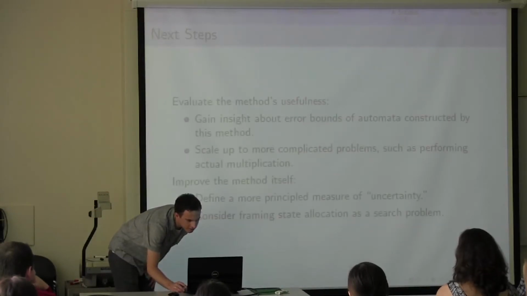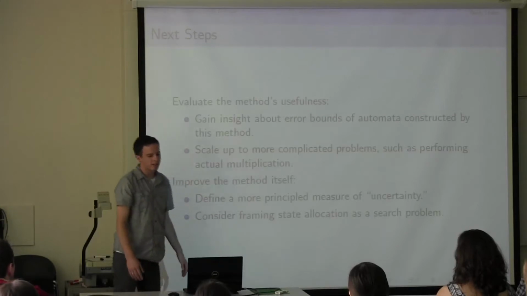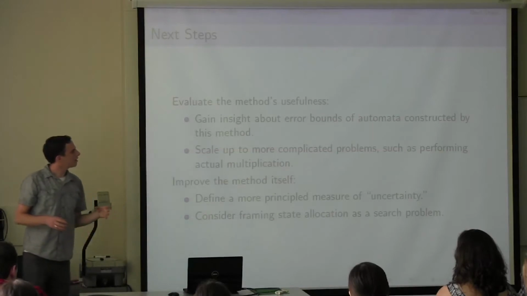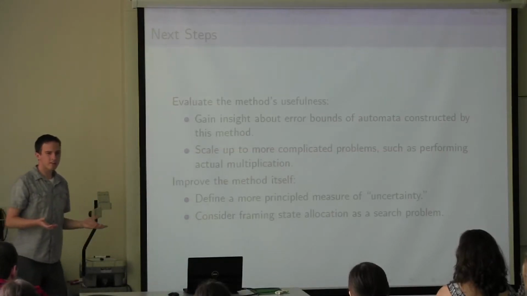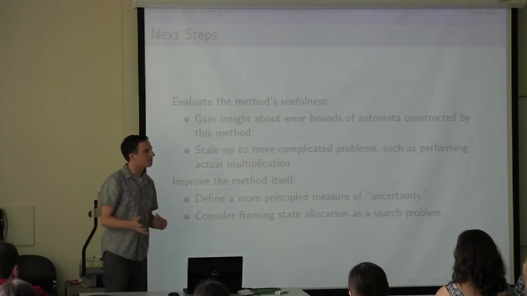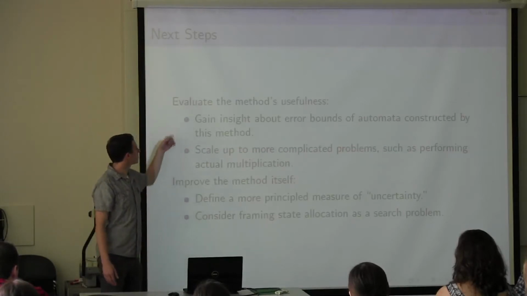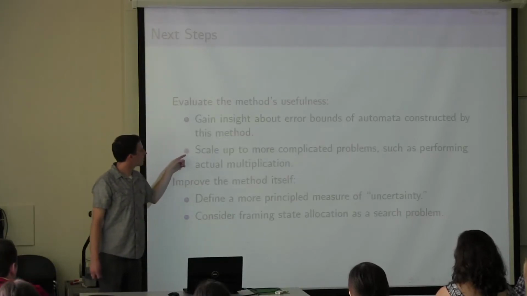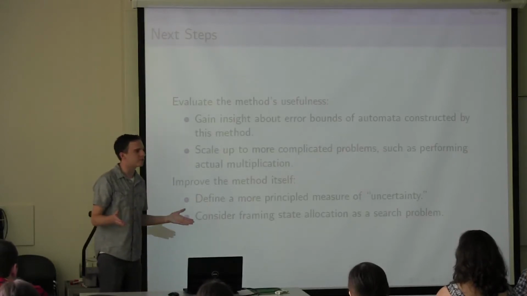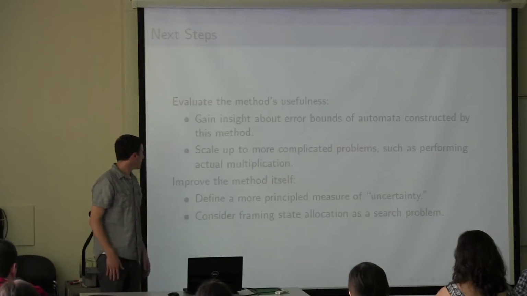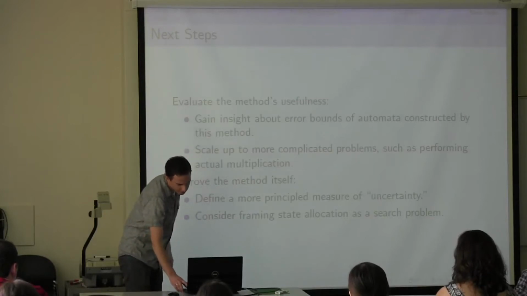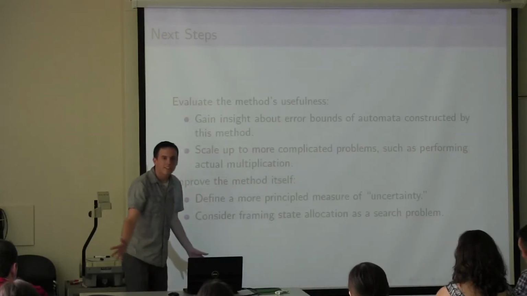So I've got some next steps here. To really complete this project, I definitely need to gain some insight about how accurate automata constructed by this method are, right? Because if somebody proposes a better method, there's no way to compare. So that's really the first thing. There's also the question about how useful it is, right? Because we're not actually performing multiplication, we're just analyzing a language of strings related to multiplication. And various improvements to the method that I've already talked about. And that's it. Thank you for your attention.